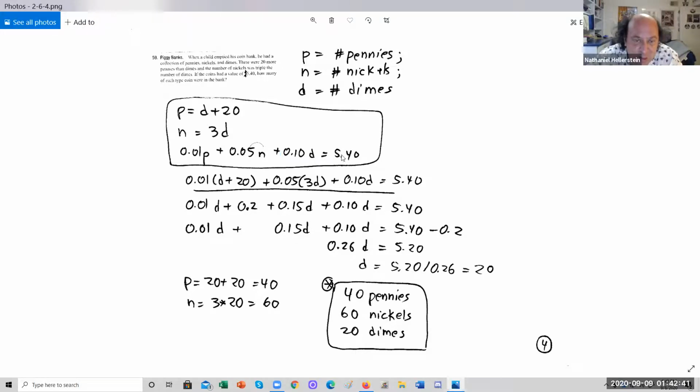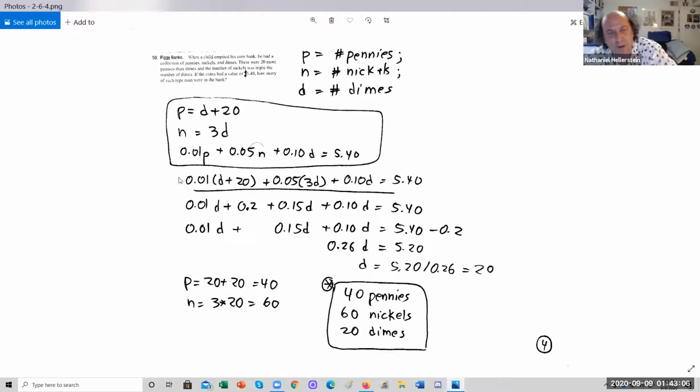And these all add up to 5.4. Now again, we can substitute because p and n are written in terms of d, the number of dimes. So substituting d plus 20 in for p and 3d in for n, we get this equation: 0.01 times (d plus 20) plus 0.05 times 3d plus 0.10d equals 5.40.